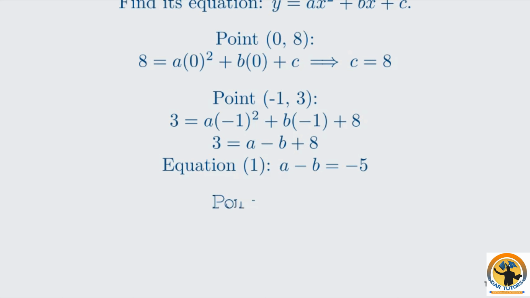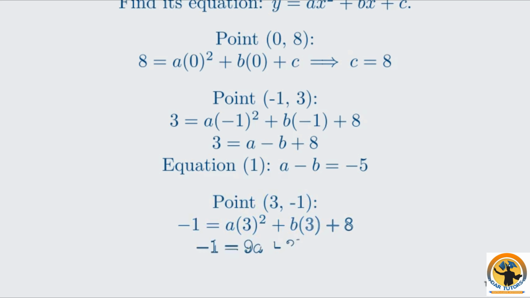Finally, the point (3, -1). When x is 3, y is negative 1. So negative 1 equals a times 3 squared plus b times 3 plus 8. This simplifies to negative 1 equals 9a plus 3b plus 8. Subtracting 8 gives us our second equation. 9a plus 3b equals negative 9. We now have a system of 2 linear equations in 2 variables.